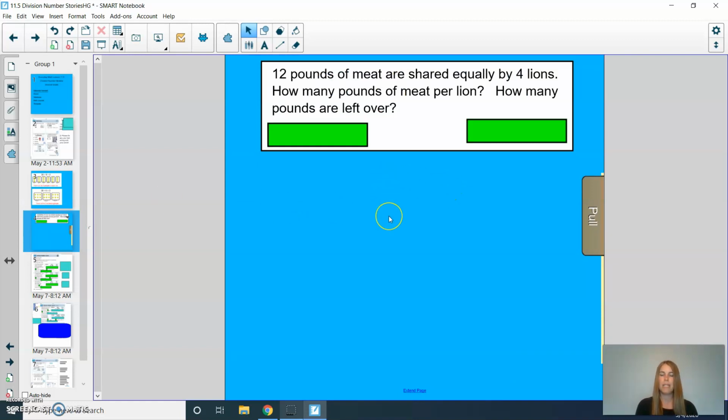Let's look at one more like this. 12 pounds of meat are shared equally by 4 lions. How many pounds of meat per lion? How many pounds are left over? If you have your notebook and you want to write down what you think the number model would be, that would be helpful.